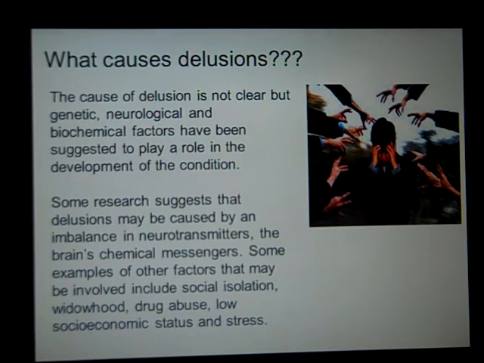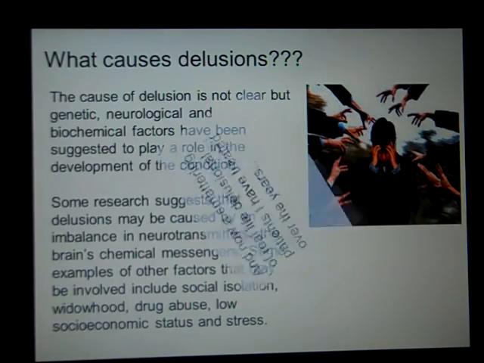Now, to delusions, again, internally generated incorrect perception. What causes delusions, it's not really clear. Genetic, neurological, biochemical factors probably play into this. Some research suggests that delusions are caused by imbalance with chemicals in the brain, imbalance in neurotransmitters. Other factors, social isolation. People who are isolated, like in prisons, for example, research suggests that isolation can cause or contribute to hallucinations and delusions. Widowhood, drug abuse, low socioeconomic status, and stress have all been linked to delusions.